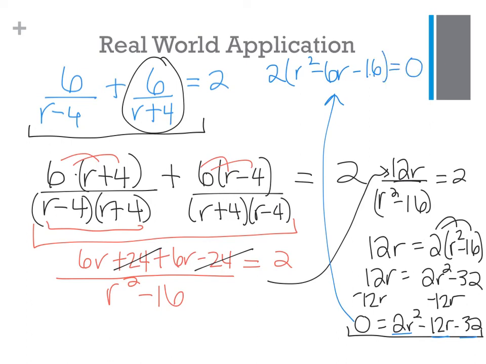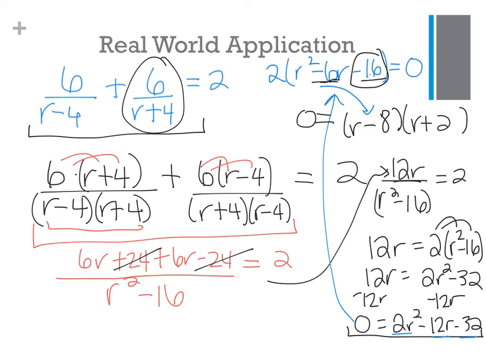equal to 0. And for this quadratic, I'm looking for two numbers that multiply to be negative 16 and add to be negative 6, which give me r, let's see, negative 8 and positive 2. Negative 8 times positive 2 is negative 16, but when I add negative 8 and positive 2, I get negative 6. So if I set both of those factors equal to 0, I get r equals 8 and r equals negative 2.